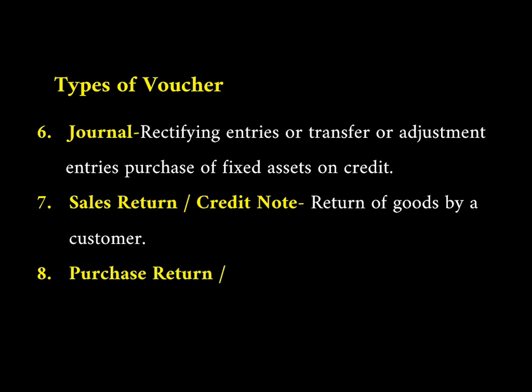Next, purchase return. When you purchase some goods and you return them to the supplier, that time you can make a purchase return, or that is called the debit note. Here you can make a debit note, return of goods to a supplier. So these are the different types of vouchers. Once again we revise. The first voucher we have learned is called the receipt voucher, when an amount is received by way of cash. Then the payment voucher, then sales, purchase, contra, journal, credit note and debit note.